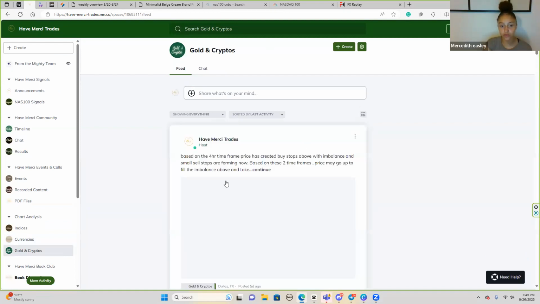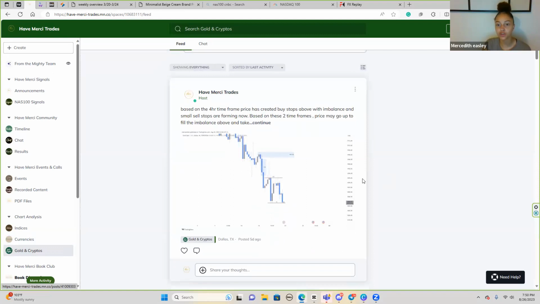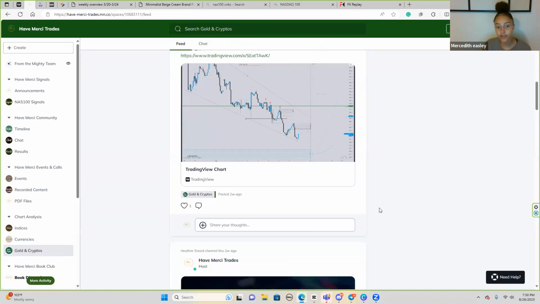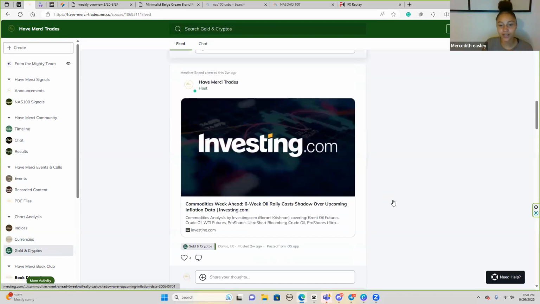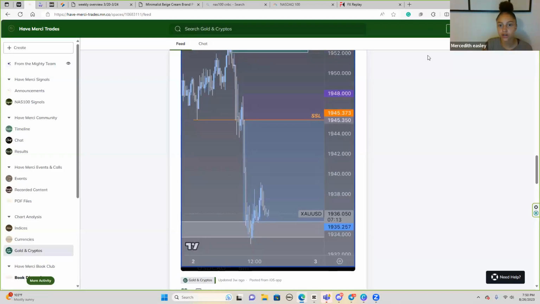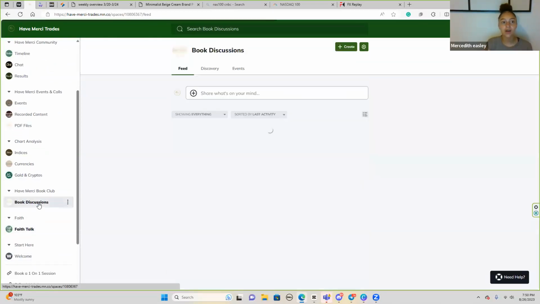We also have a gold and cryptos area. Like I said, if people ask me, I will mark up the chart for these, but I don't call signals for anything but NAS as of right now. I may add AJ to the list, but for right now, I like to stick to one. But yeah, you can see people trade pretty much all. I think this is gold as well. Yep, this was a gold chart as well. And then we have book discussions.